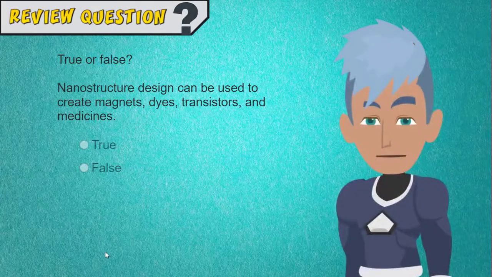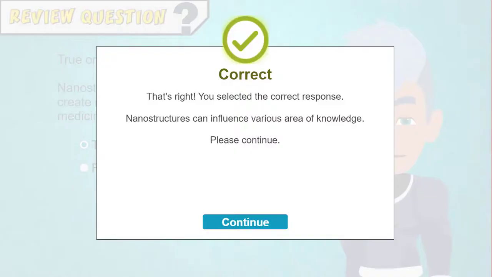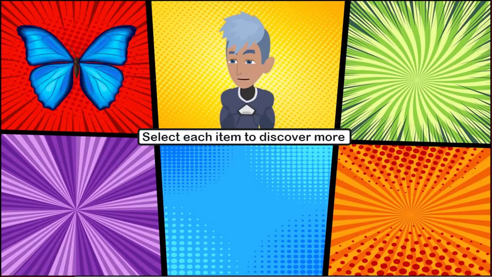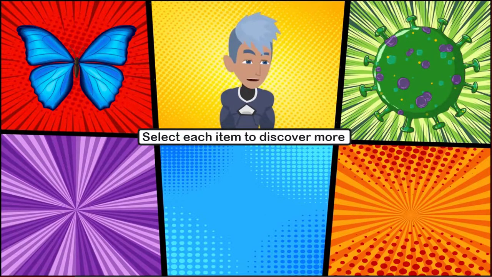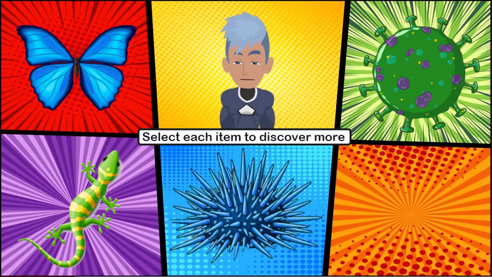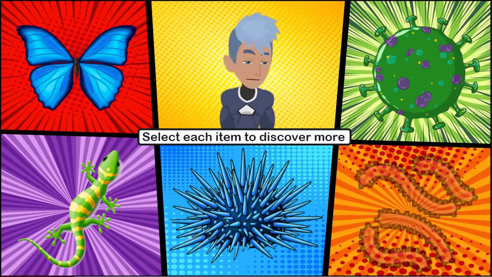True or false? Nanostructure design can... That's right. You select each item to discover more. Butterflies, viruses, geckos, sea urchin and mother of pearl, and bacteria.